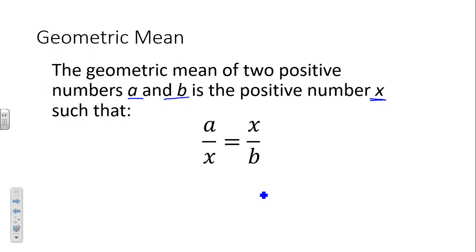In our normal language, my sister's mean to me. My brother's mean to me. No, it's not that. So, normally, arithmetic mean.